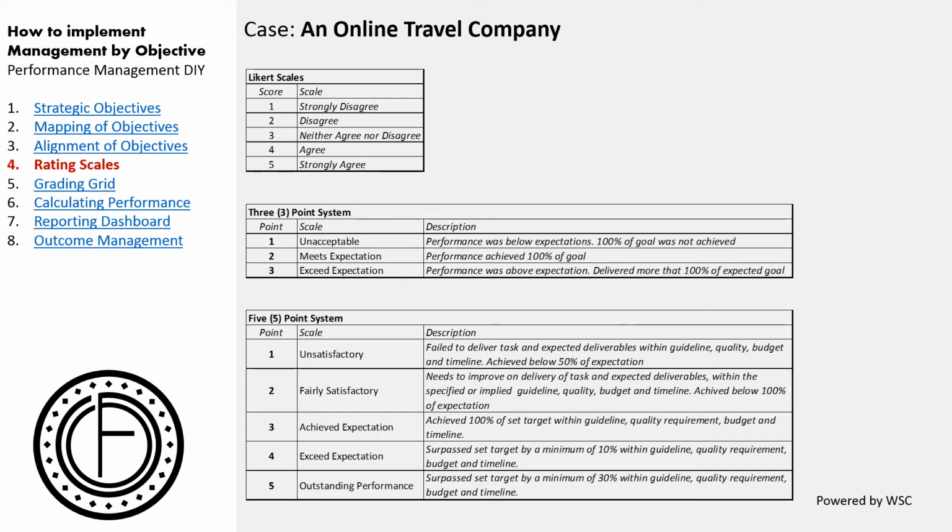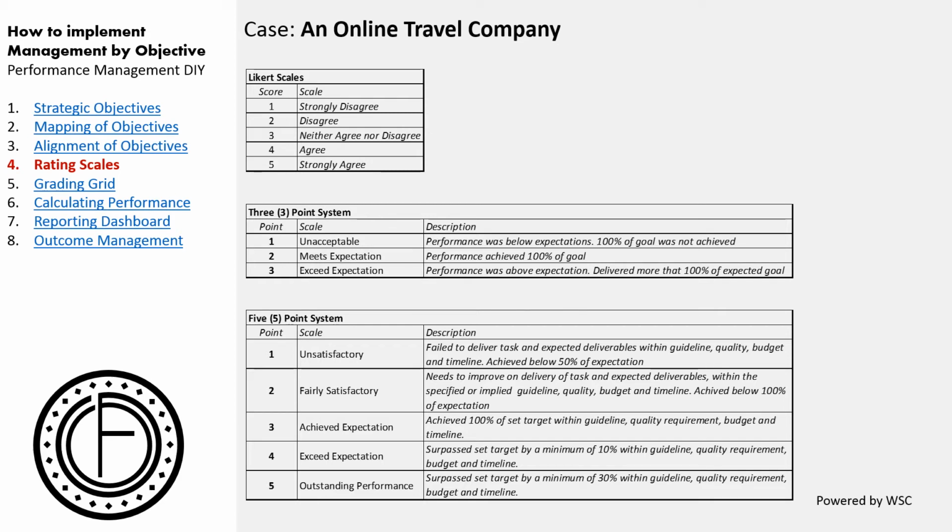So the first one there is Likert scales, which is from 1 to 5. It's like a 5-point system. You have a 3-point system, which is 1 to 3. Now, if you look closely at the 3-point system, the 1 is a scale of unacceptable performance, and the description there is that performance was below expectation. So that means 100% of the goal was not achieved. 2, meets expectation, performance achieved was 100% of the goal. 3, exceeds expectation, meaning that the individual delivered more than 100% of the goals expected.